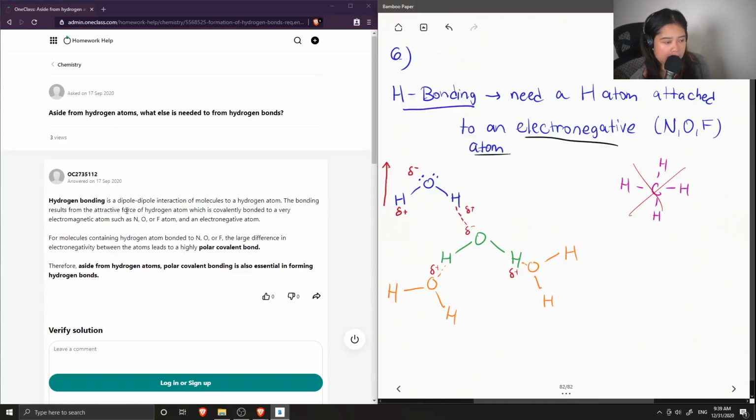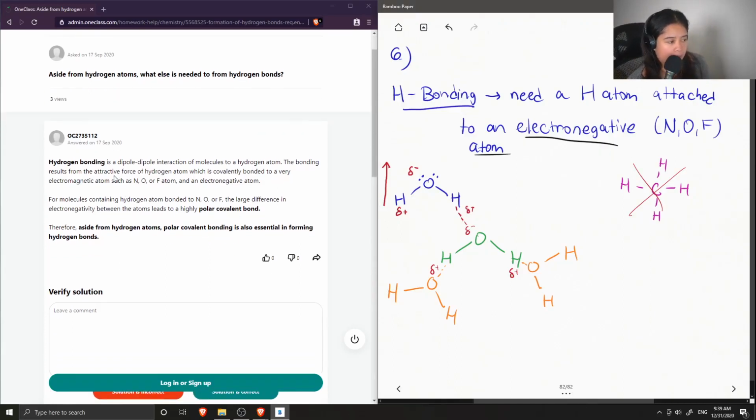So let's see what the junior tutor said. Hydrogen bonding is a dipole-dipole interaction of molecules to a hydrogen atom. The bonding results from the attractive force of hydrogen, which is covalently bonded to a very electromagnetic atom, such as nitrogen, oxygen, or fluorine, and an electronegative atom.